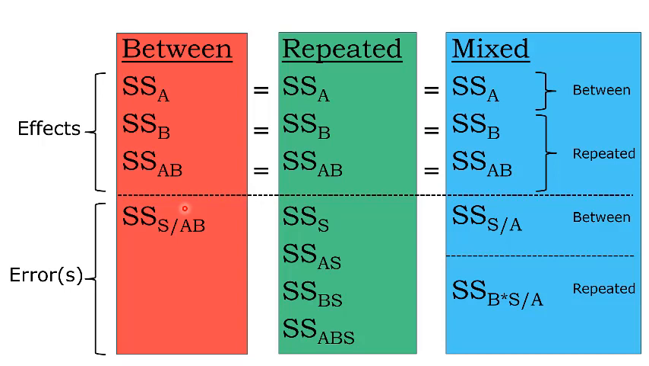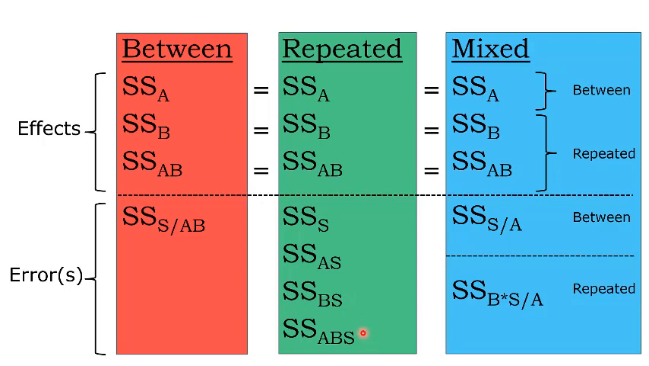For repeated, we have to calculate this extra S, that's the consistent scoring, and then every single effect, A gets an A by S effect, B gets a B by S effect, and AB gets an A by B by S effect. And that's because once we account for the sort of consistent error, the rest of these are all interactions between the effect and subjects. So this is the effect of A with S, this is the effect of B with S, and this is the effect of A by B by S.